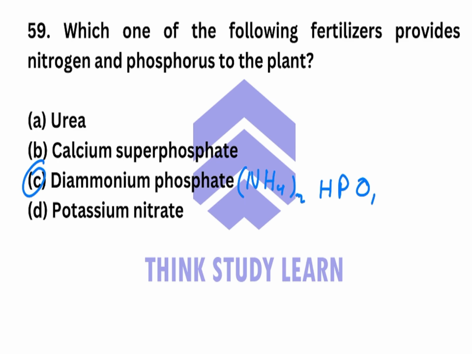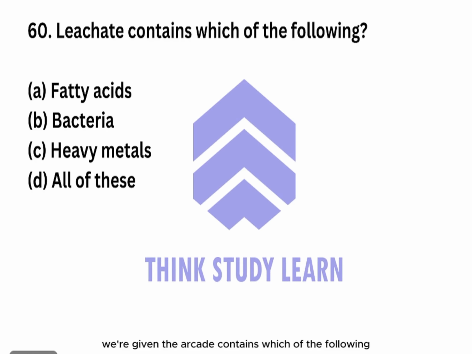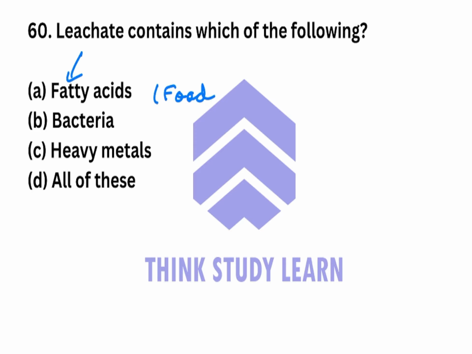In our next question, we are given ECAT contains which of the following? ECAT contains fatty acids which are obtained from food waste. Hence option A is the correct answer.